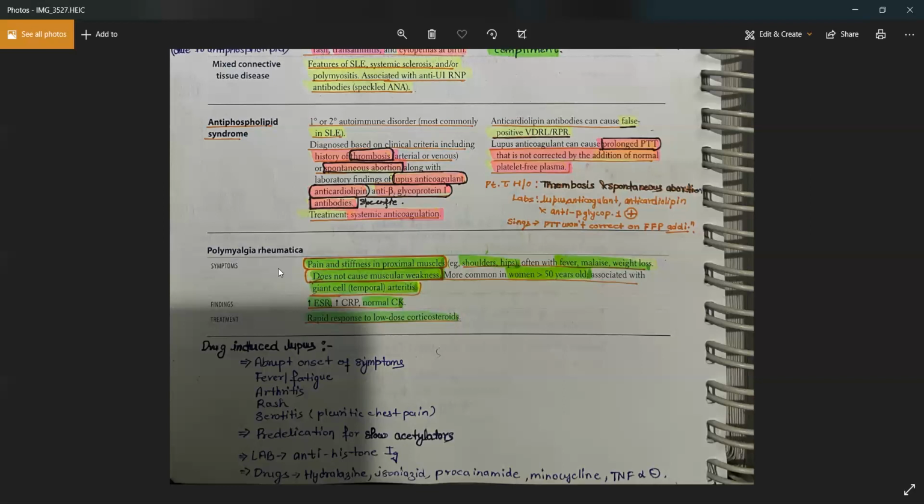Then you have polymyalgia rheumatica, which is pain and stiffness of the proximal muscles. If you remember the previous lectures, we discussed giant cell arteritis, and one of its features is polymyalgia rheumatica, in which the patient has proximal muscle pain. Whenever the patient tries to move the arm above the head, while combing or doing overhead activities, the patient will get pain.